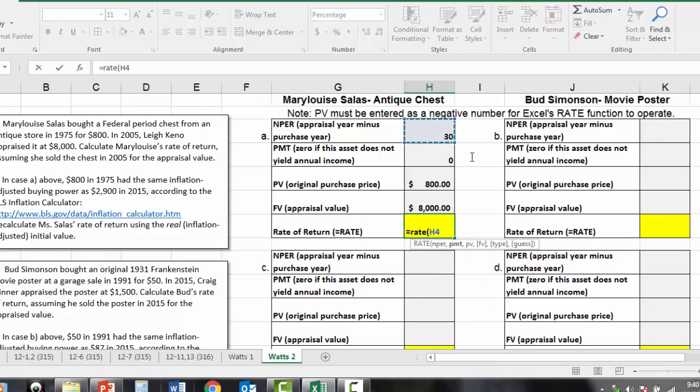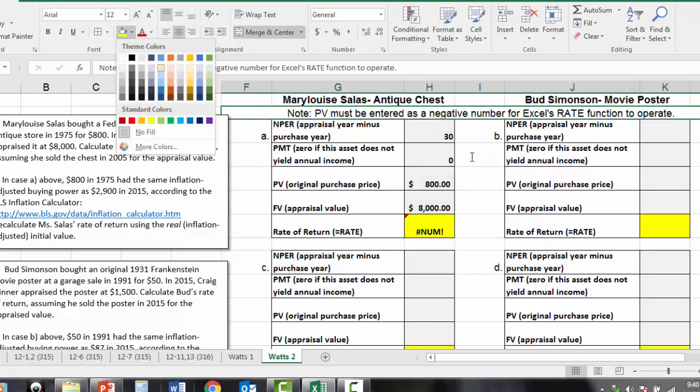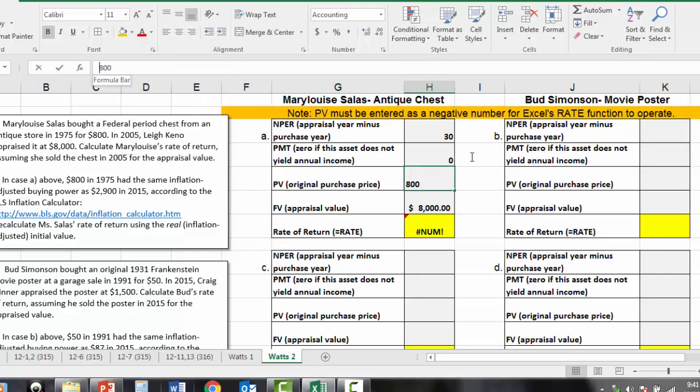Number of periods, payment, present value, future value. Type, let's go ahead with 0. Actually, I don't think we need to enter anything else. The things that are in brackets here are optional, so let's see if Excel can calculate. I forgot my own note here. Present value must be entered as a negative number for Excel's rate function. Let me highlight that for you. I forget that often, but then I remember to fix it. Okay, she got about an 8% rate of return.